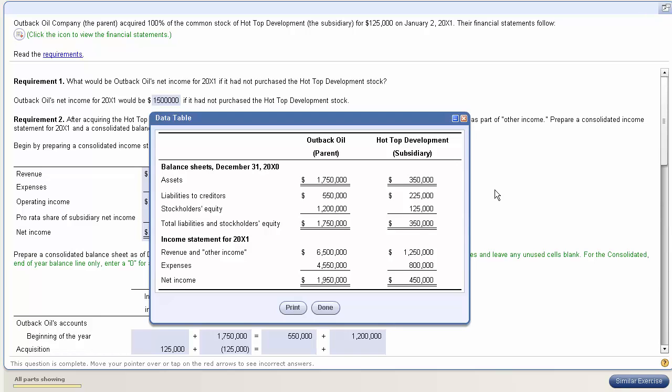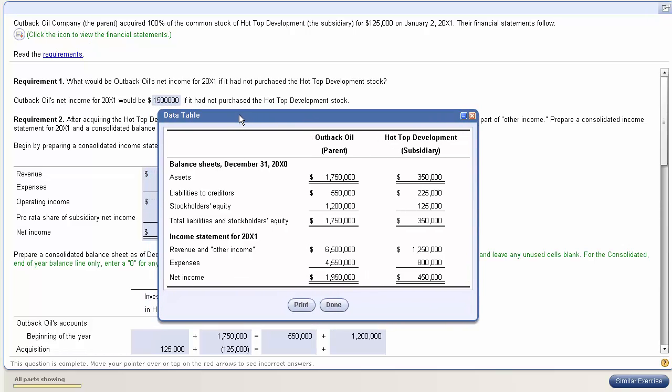Let's explore this financial analysis problem that deals with consolidated financial statements. We've got the Outback Oil Company, the parent, and they acquired 100% of the common stock of Hot Top Development, the subsidiary, for $125,000 on January 2nd, 20X1. Their financial statements follow, and if you click here, you get what appears in this data table.